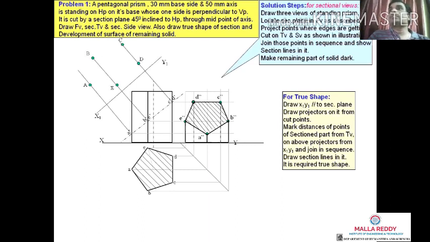Joining all these points, we get the true shape of the pentagon. We need to hatch this also. So this is the sectional view of the pentagon. In the previous problem we saw a cone, which is a family of pyramids, and there we drew the sectional front view. This is a pentagonal prism, and here we have drawn the sectional top view.